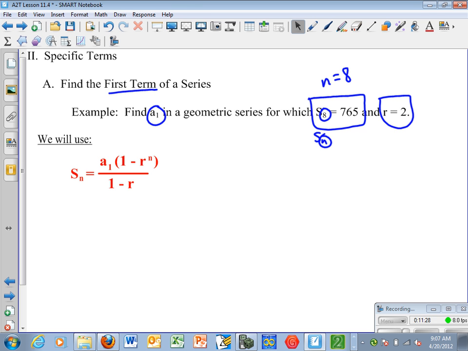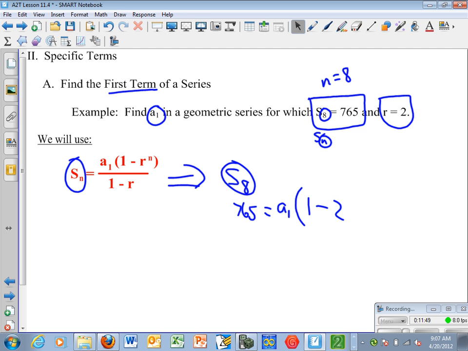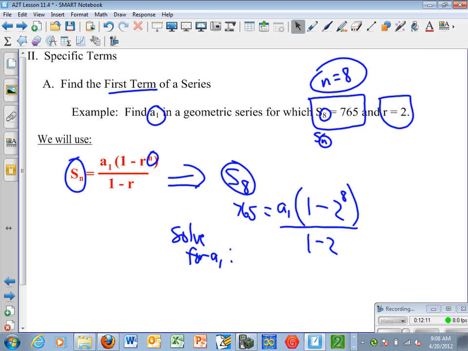So I know, if I use this formula, I'm going to do S8 on the left, which actually is 765. So I'm putting that in over here. So 765 is equal to, we're trying to find A1, so A1's going to go there, and then it's 1 minus 2, and n is 8, because they told me the sum of the first 8 terms is 765, so n has got to be 8, so we're going to put 8 right there, all over 1 minus r. Now we're going to solve for A1 to find the first term.